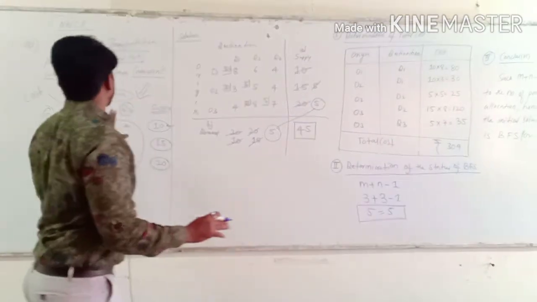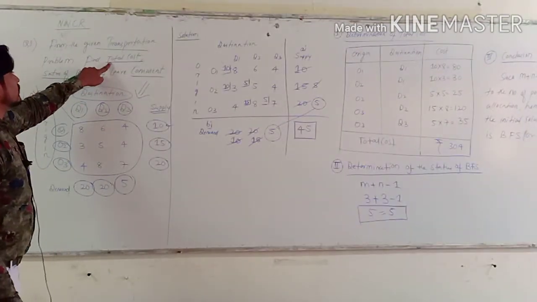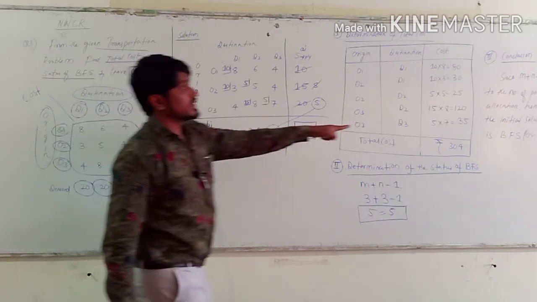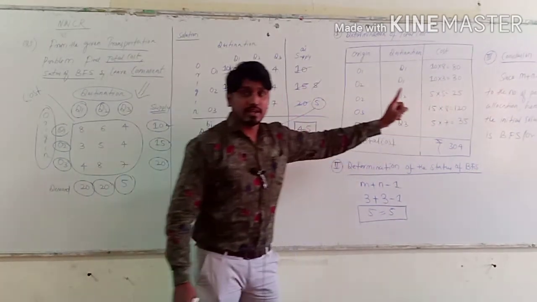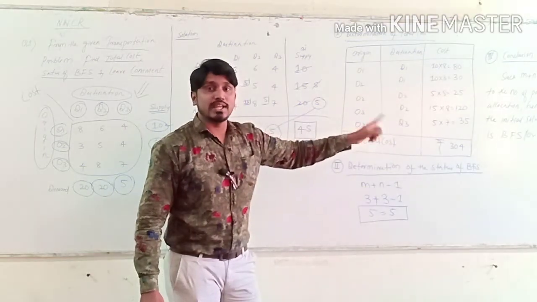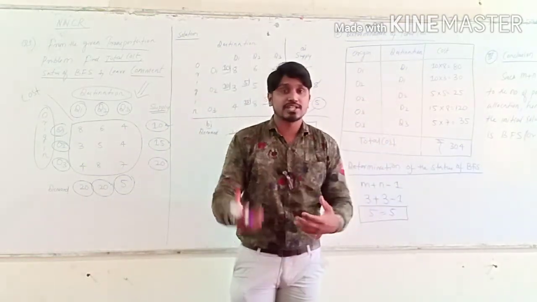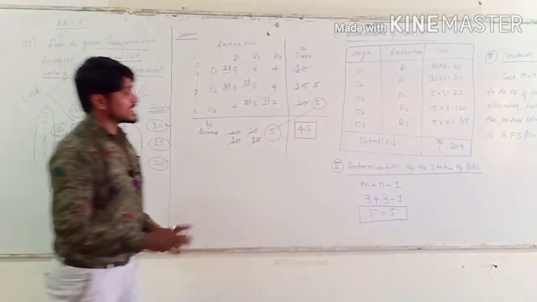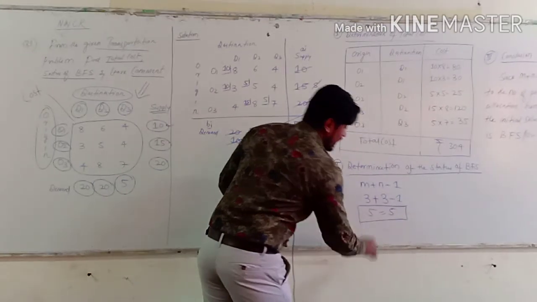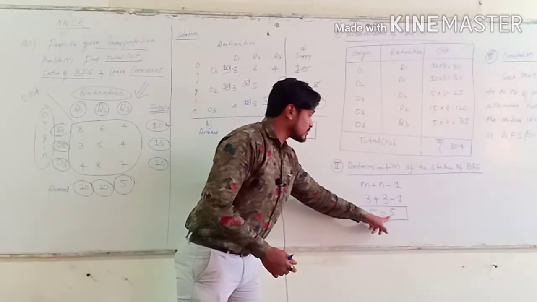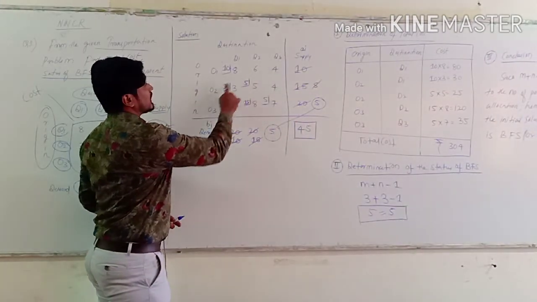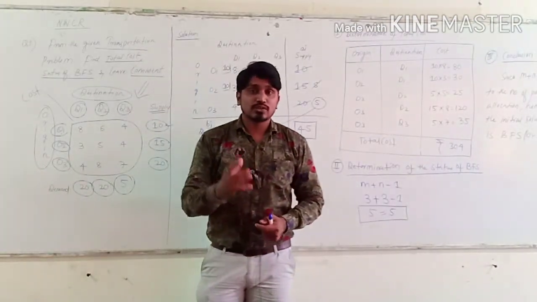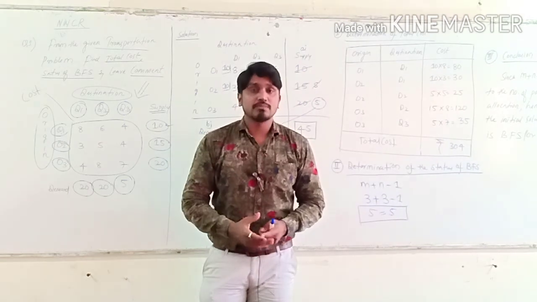So according to the question, we calculated the total cost, we calculated the status of BFS, and our comment: since m plus n minus 1 equals the number of positive allocations, hence the initial solution is a basic feasible solution. Why is it a basic feasible solution? Because m plus n minus 1 equals the number of positive allocated cells. This is all about the northwest corner rule method and the transportation problem.